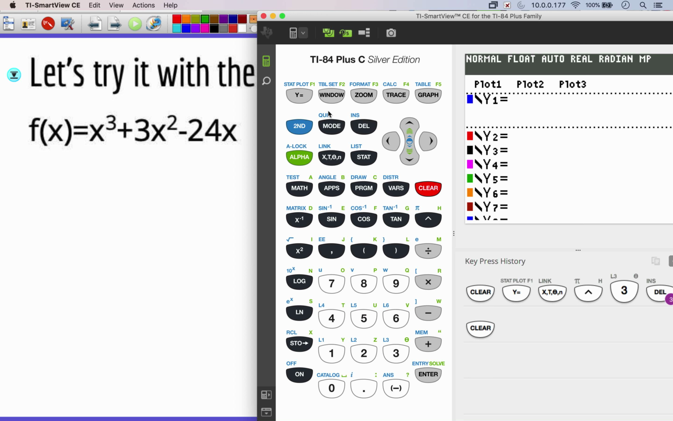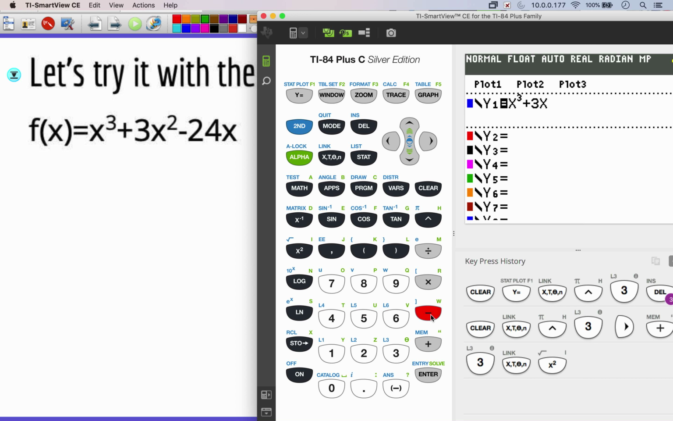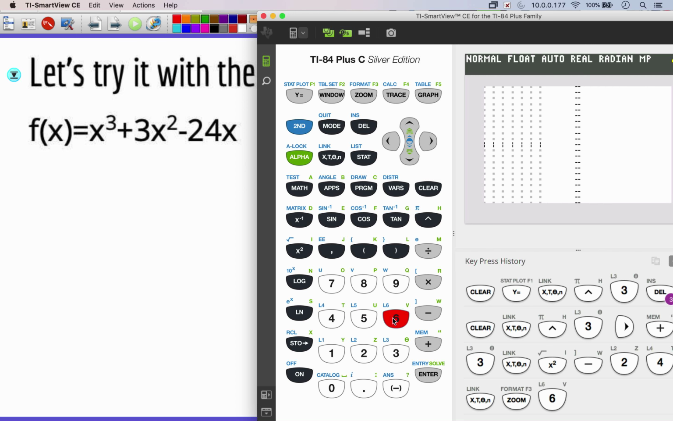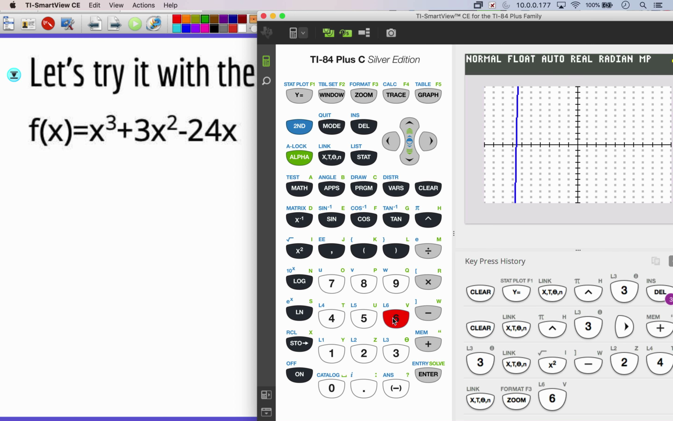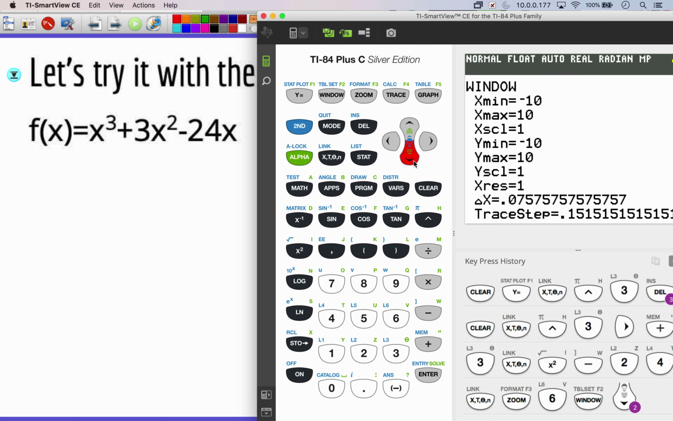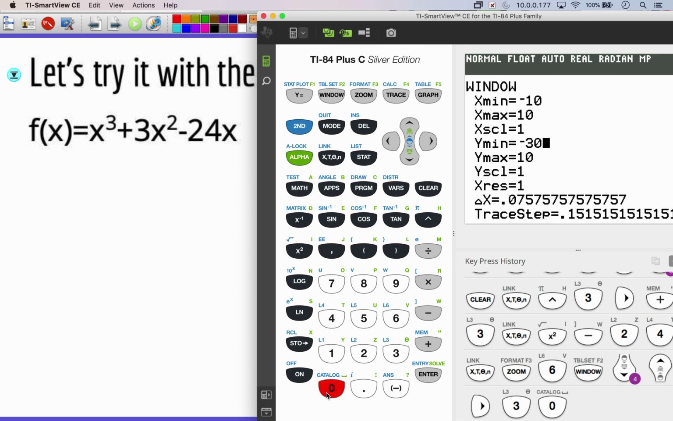Let's clear this out. X cubed plus 3x squared minus 24x. All right, I'll do a zoom 6 to just get a kind of a standard viewing window here. I can see I kind of need to go up in the y direction, so I'll change my y minimum and maximum to maybe be -30 and +30.